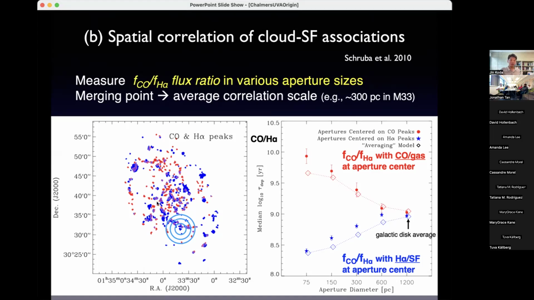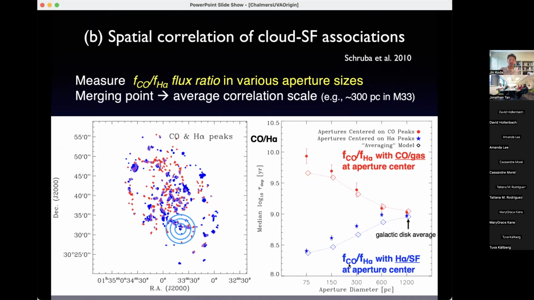So they took H alpha and CO data, in this case M33, and then put an aperture on top of either a gas or molecular cloud peak or an H II region peak. And they changed the aperture size from small to large, and measured CO emission within this aperture and H alpha emission in this aperture, and calculated the ratio between the two. So CO flux over H alpha flux within an aperture. The x-axis is the aperture diameter, and they change the aperture size from small to large. If you go to very large scale, then you start to find the galactic disk average, right? So they converge.